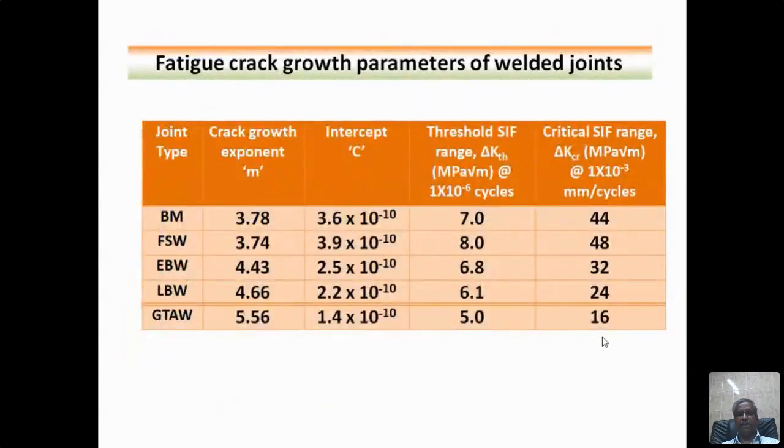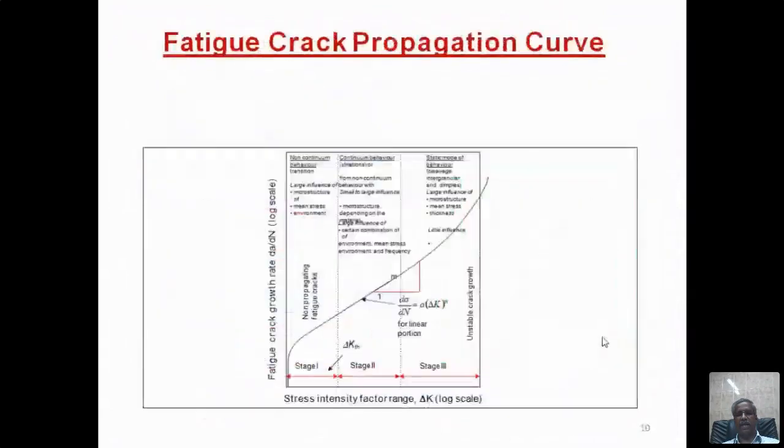Now I'll go back to this graph, and you can understand it now. In stage 1, the threshold stress intensity factor range is very, very low. In stage 2, it has reached the threshold value, and then it takes constant, steady growth. And the third stage is unstable crack growth, that is the critical. The starting point of stage 2 is delta K TH. You see the arrow is marked here, delta KTH. Similarly, the end of stage 2 is delta K critical. So between delta KTH and delta K critical, the crack will grow steadily.